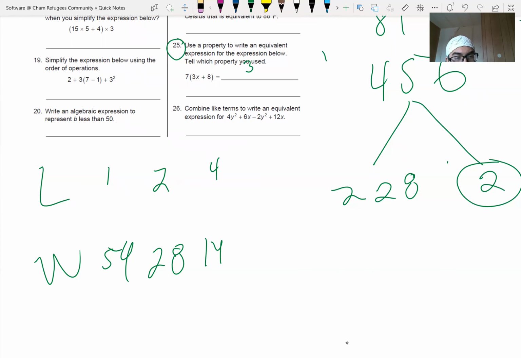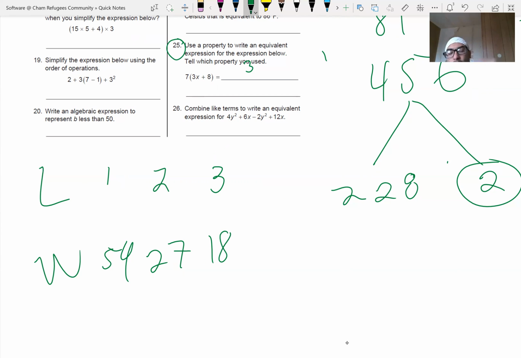Did I split this wrong? I think I split this wrong. 54 divided by 2 is actually 27. So therefore, I can't even use 4 actually, but I can use 3. If I use 3, I do 54 divided by 3, which would give me the width of 18. Yes, I believe it's 18. Okay. Yeah, so it's going to be 18.